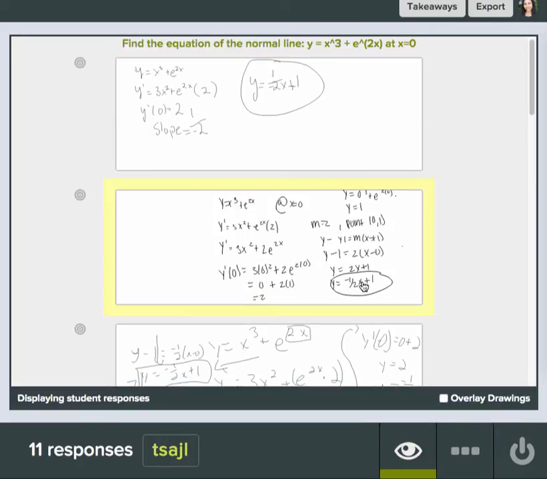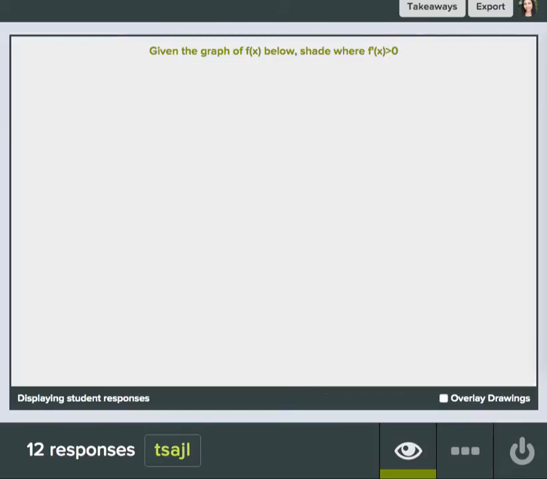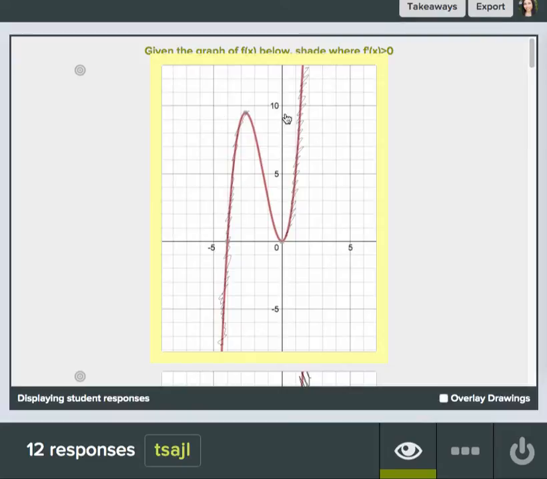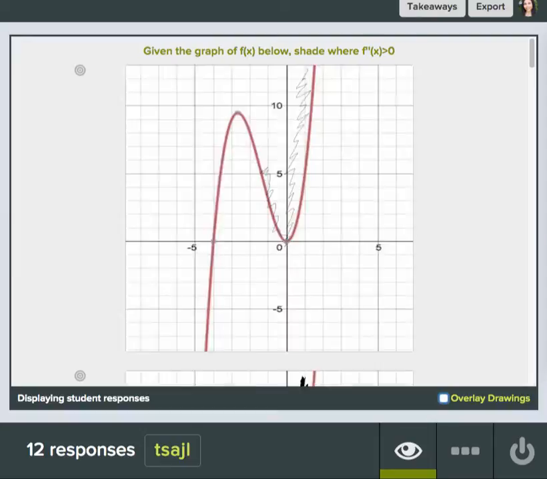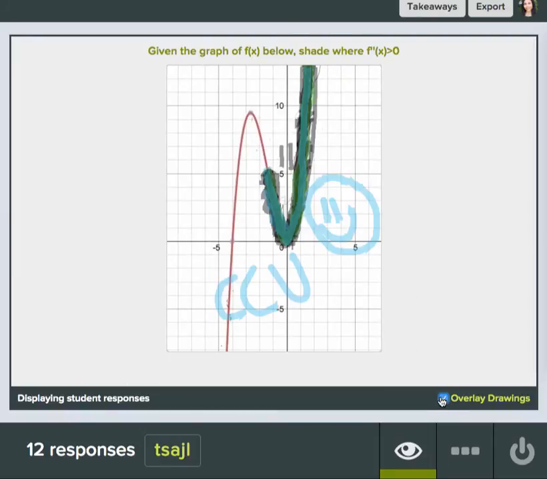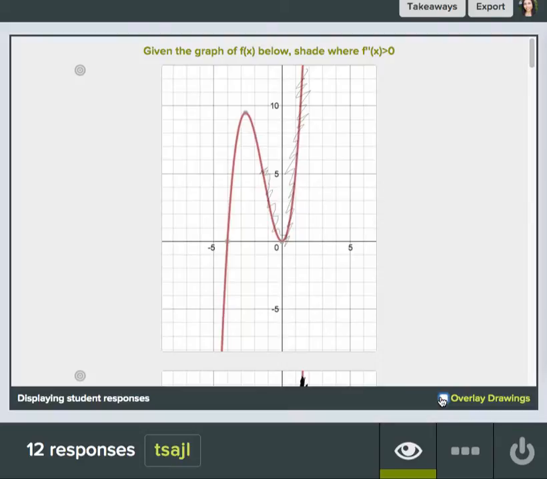Then again, in this problem, they did a bunch of work and were able to write so much on the slide, so I've been really happy with that. This is so great for shading. Given the graph, go ahead and shade where f prime is greater than 0, and I love using the overlay to see if the whole class matched up, which they did on that one. On this one, some people were happy. Concave up, I always say, is a happy function, so that's why they did the smiley face.